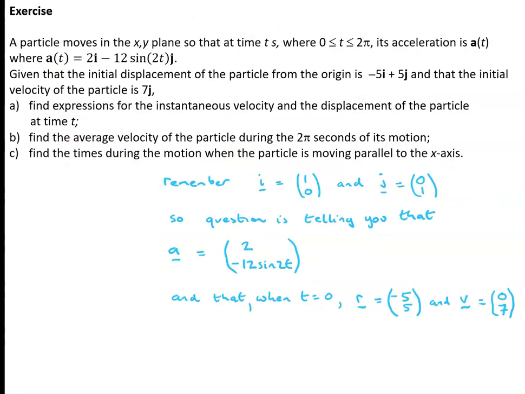Finally then, we've got a question here where the question's set up in terms of the vectors i and j, and remember that i and j are just the vectors (1, 0) and (0, 1). And we've got a little question there for you to do. We're told the acceleration, we've got to find the velocity and displacement at time t, we've got to find the average velocity over an interval of motion, and we've got to find the times during the motion when the particle is moving parallel to the x-axis.